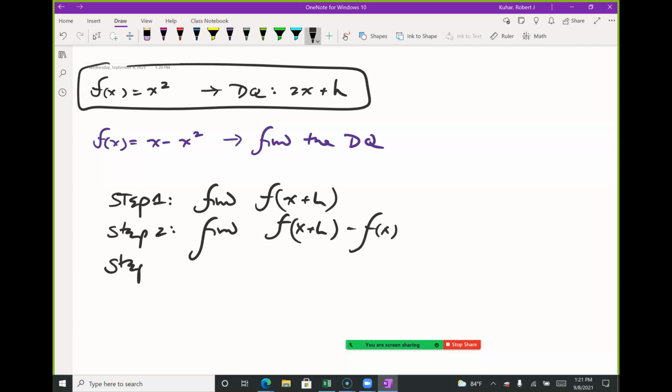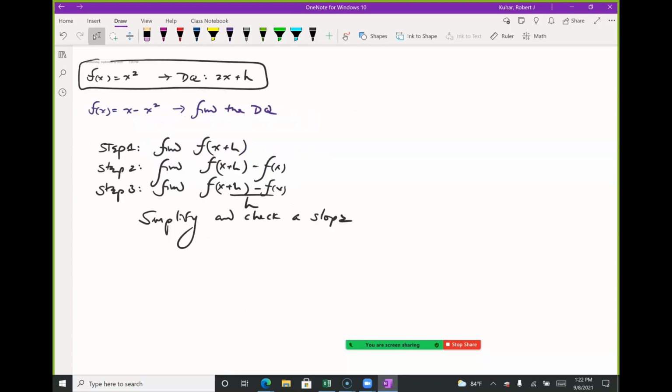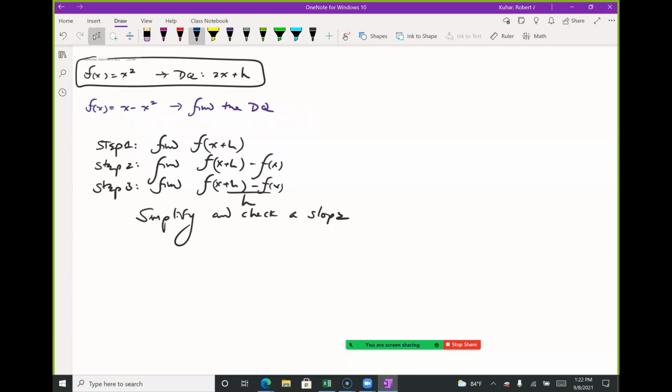Step 3, find the difference quotient. So step 2 is find the difference. Step 3 is find the difference quotient. And we're going to simplify and check a point, or check a slope. Oh, hideous. Ready? We're almost done today. 3 minutes. It's going to be real close.